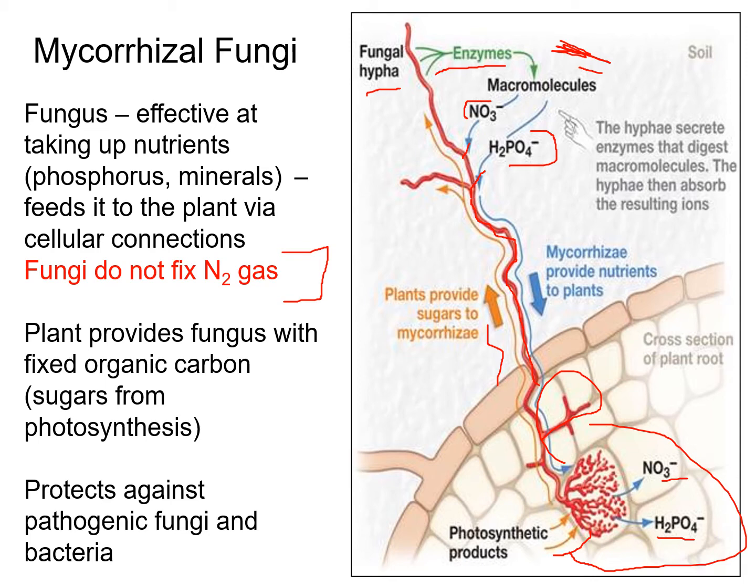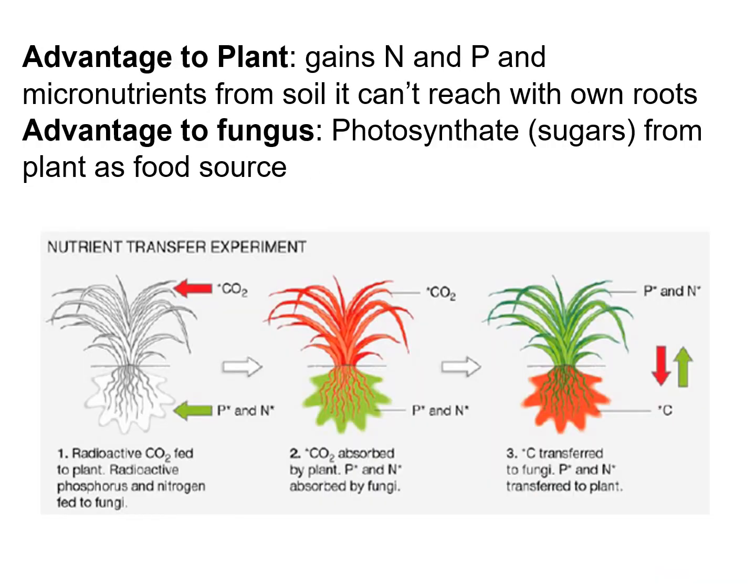The other thing that this association can do is protect against pathogenic fungi or bacteria that might be hanging around in the soil. Just having that fungal network around them is going to protect the plant roots from attack by those pathogenic organisms. So the advantage to the plant is that it gains nitrogen, phosphorus and micronutrients from the soil that it can't reach with its own roots. The advantage to the fungus is, remember, fungus is a heterotroph.